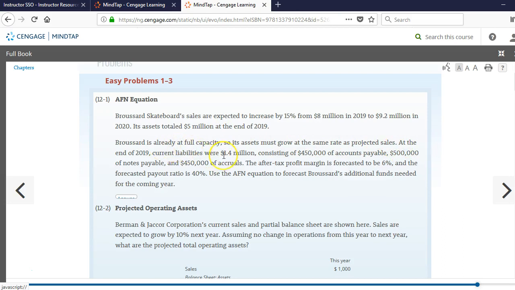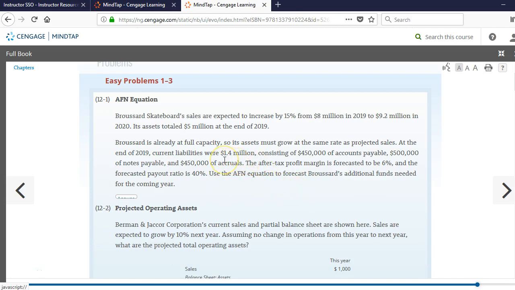At the end of 2019, current liabilities are 1.4 million, and of that, 450,000 is accounts payable, 500,000 notes payable, 450,000 is accruals. After-tax profit margin is 6%. Forecasted payout ratio is 40%. Use the AFN equation to forecast Broussard's additional funds needed for the upcoming year.